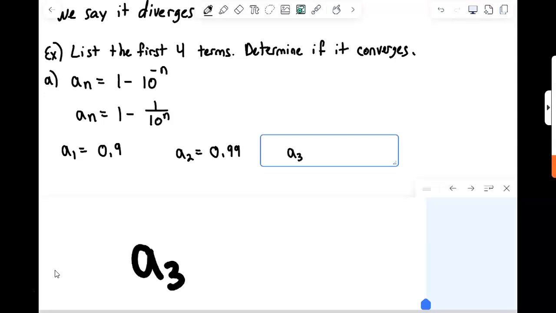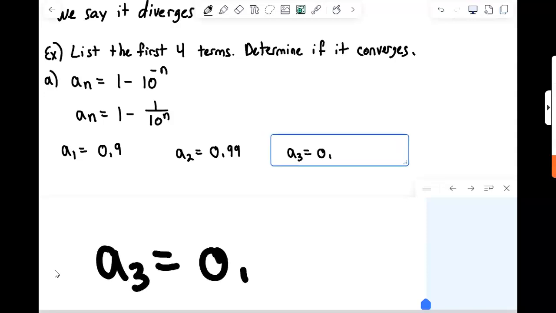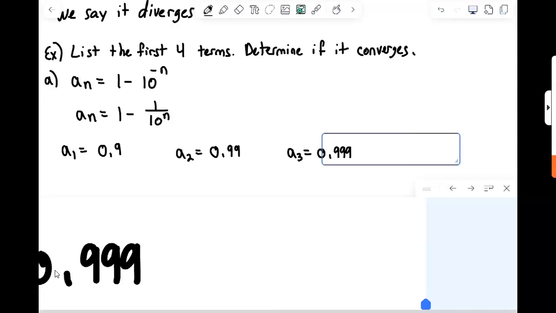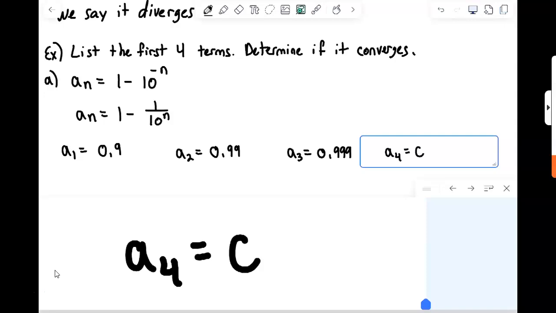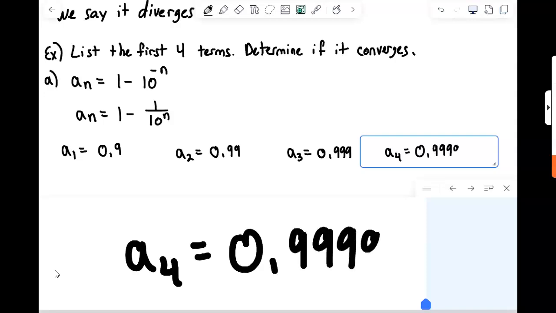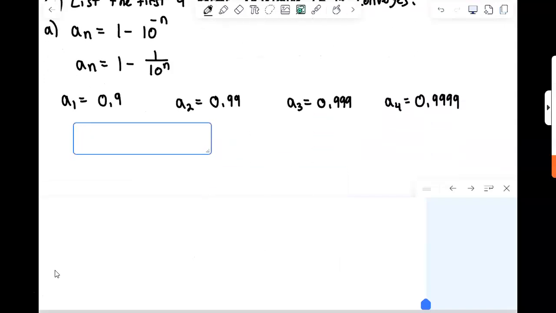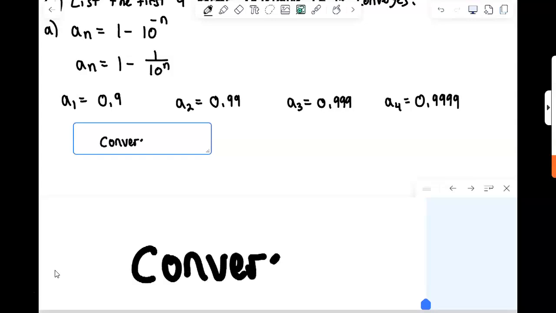And then we keep going. a3, 1 minus 1 over 10 to the third would be 0.999. And then finally, a4, 1 minus 1 over 10 to the fourth would be 1 minus 1 over 10,000, which would be 0.9999. And so it certainly looks like, as we go through each term, we're just adding a 9 onto the end of it. So eventually that's just going to be 0.9999999 on forever, which is actually just 1.